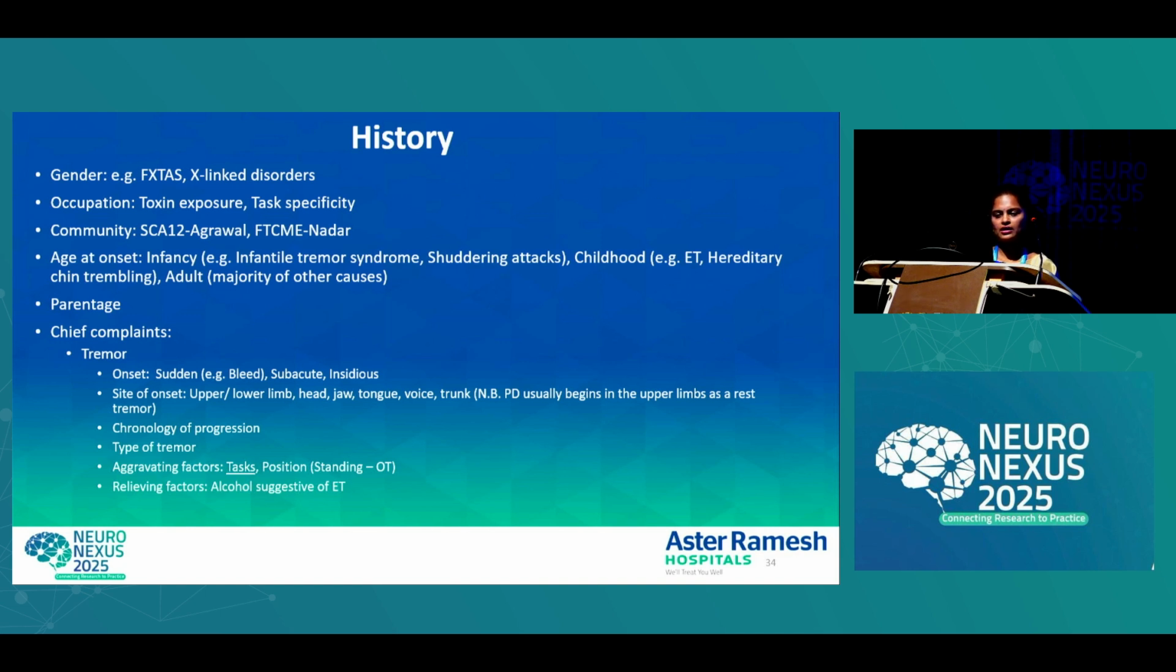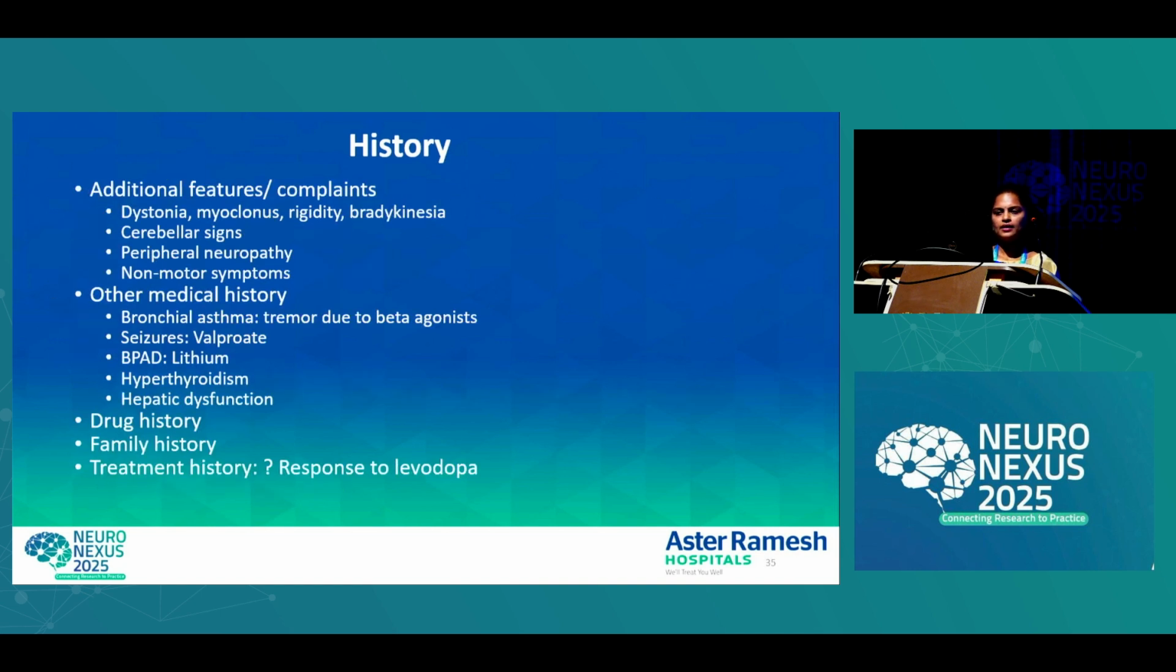For aggravating factors, orthostatic tremor typically appears in the standing position, and for relieving factors, there is alcohol responsiveness in essential tremor. You have to look for other additional features which can give a clue to the diagnosis, like dystonia, rigidity, any cerebellar signs, and other medical history like bronchial asthma, hyperthyroidism, and any history of usage of antipsychotics and prokinetic drugs.